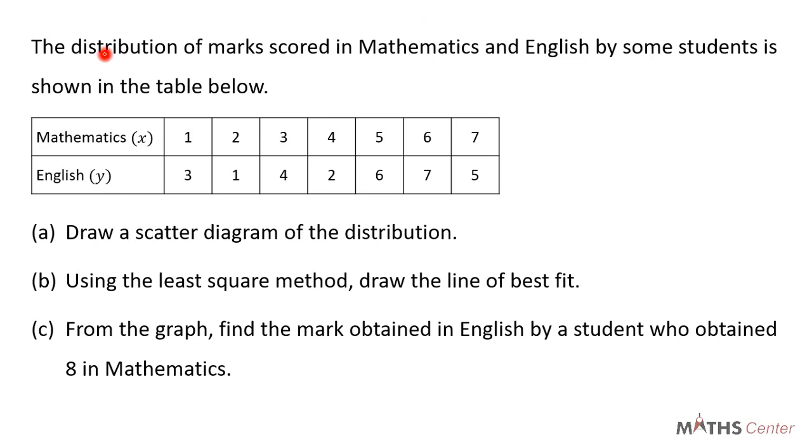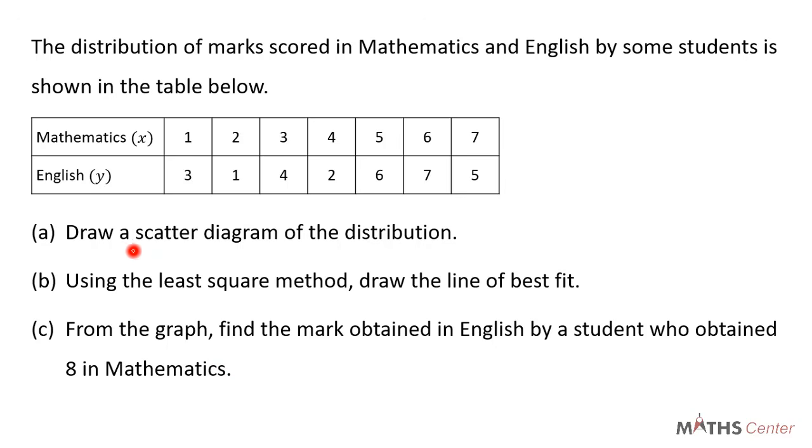Here is the first question. The distribution of marks scored in mathematics and English by some students is shown in the table below. So we have the mathematics score here and the English scores here. The question says the mathematics scores are the X scores and the English scores are the Y scores. For the first part of the question, we are being asked to draw a scatter diagram of the distribution. B. Using the least square method, draw the line of best fit. You see here, the question says we should use the least square method. So we are going to use the least square method. And C. From the graph, find the mark obtained in English by a student who obtained 8 in mathematics.